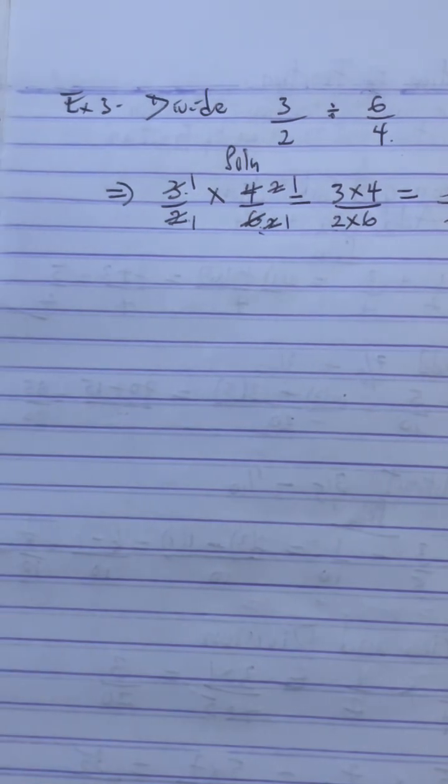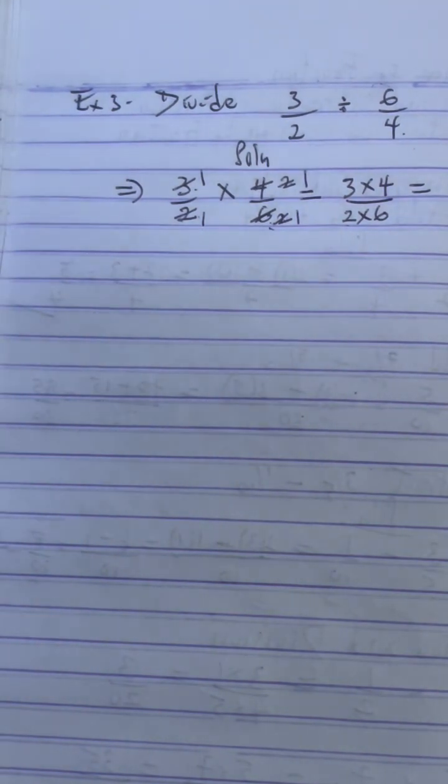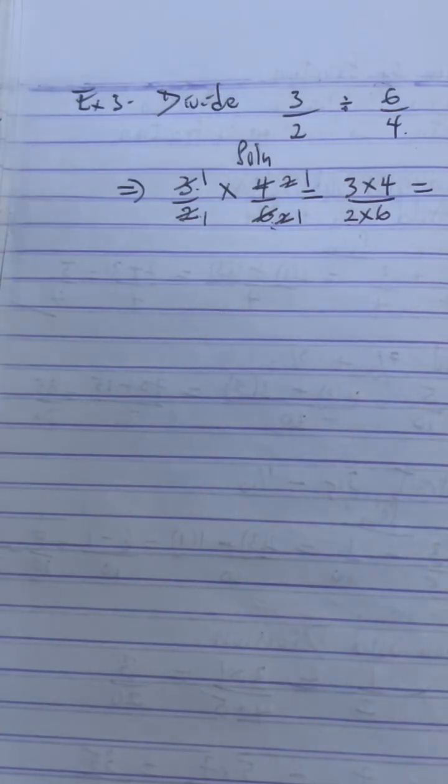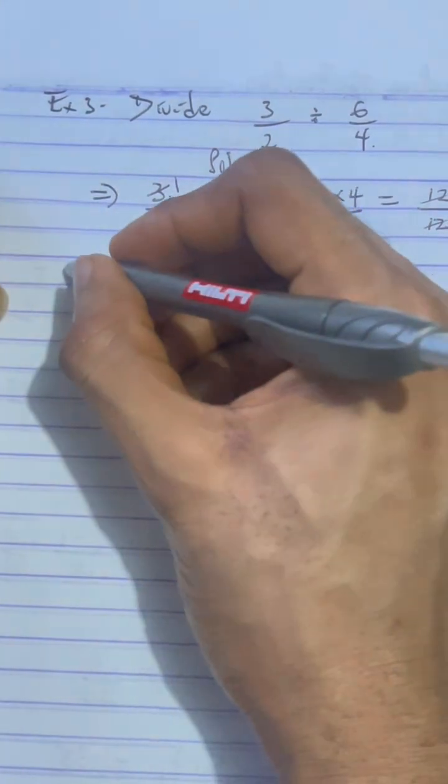So that is how we divide fractions. Just change the sign to multiplication. After that, you reciprocate the fraction immediately after the division sign. Good. So right now, we're talking about order of operation.